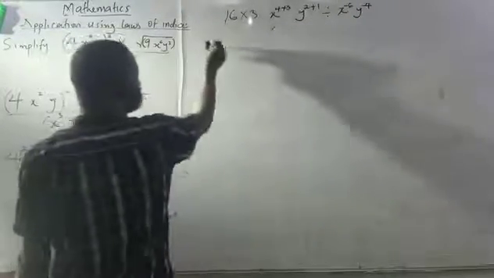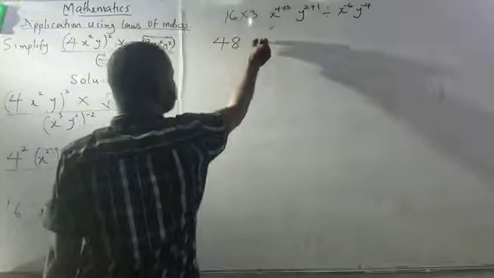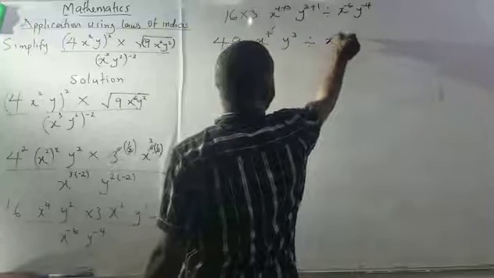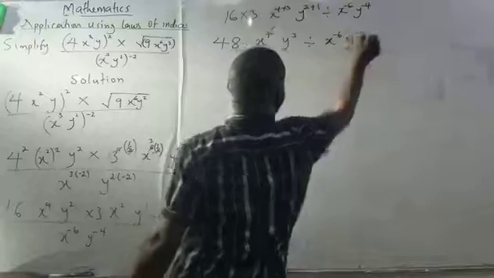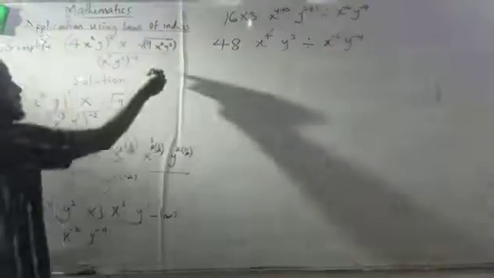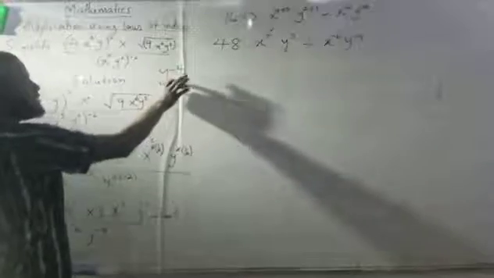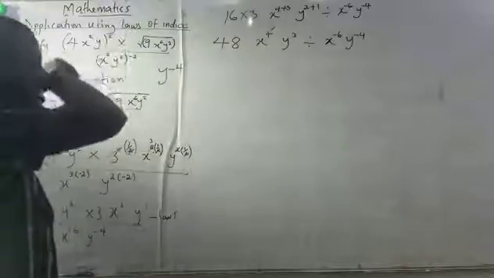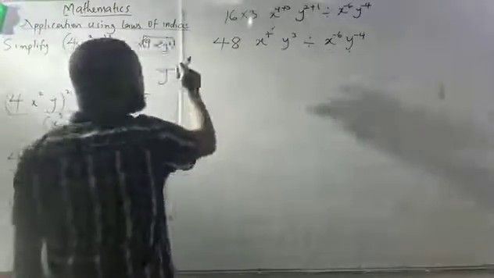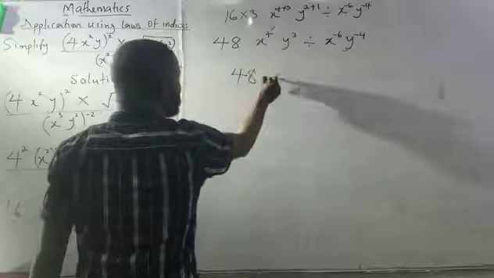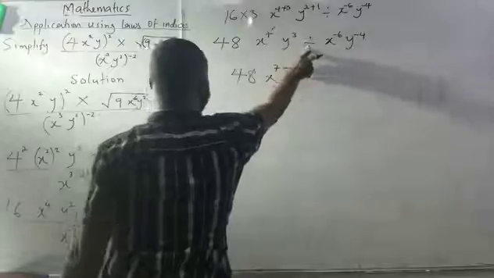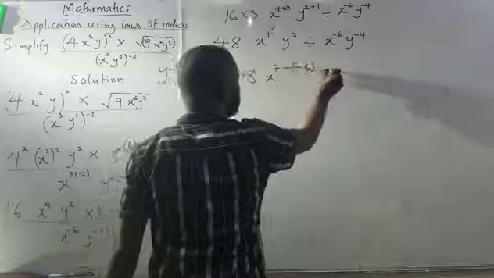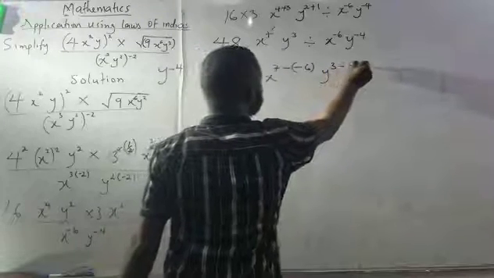Now, this gives us 48 x^7 y^3 divided by x^(-6) y^(-4). Please, many students will write y^(-4) wrongly, and this is very wrong. You have to make it in this form, making sure it's in the upper part of the variable you are working with. Now, I'll have 48, x^(7 minus minus 6), because of law 2, which is the division law, y^(3 minus minus 4).